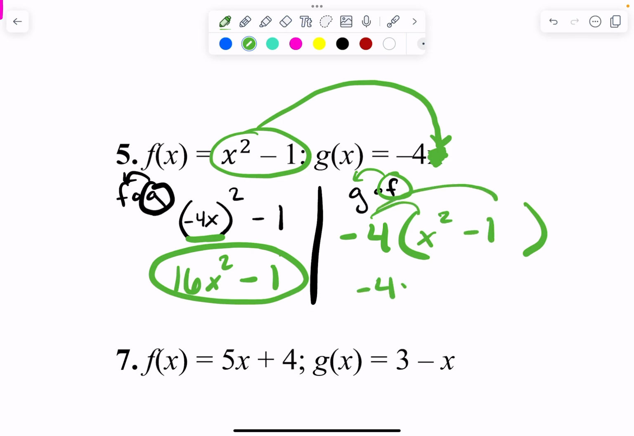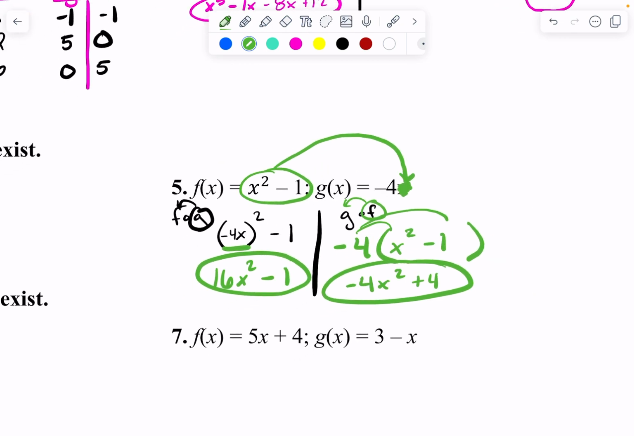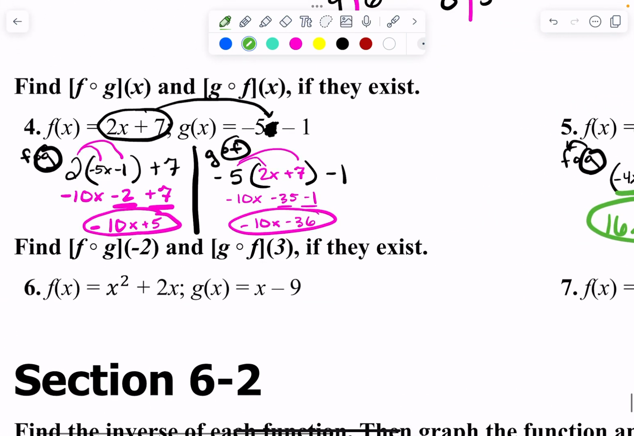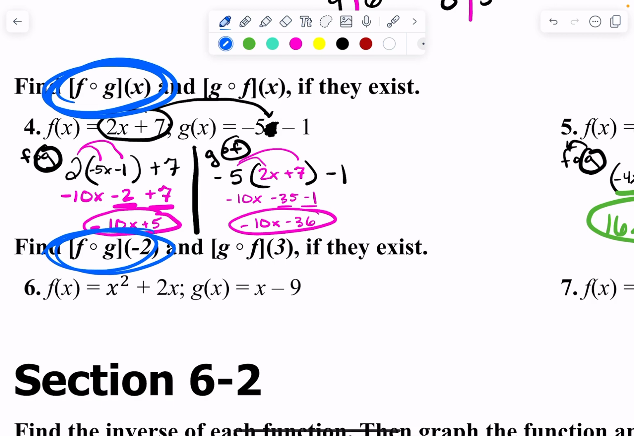So negative 4x squared, and then plus 4 is what it will be, and that's all that I can do. Okay? All right, these next ones are really fast. Look at the difference between F composed of G of X and F composed of G of negative 2. It looks similar, except instead of leaving the X, we're plugging negative 2 in, and it makes all the difference in the world.